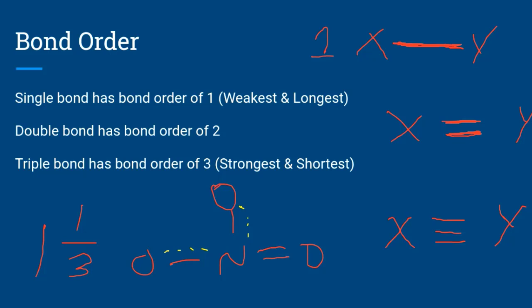So boron needs 6 electrons and beryllium needs 4 electrons.